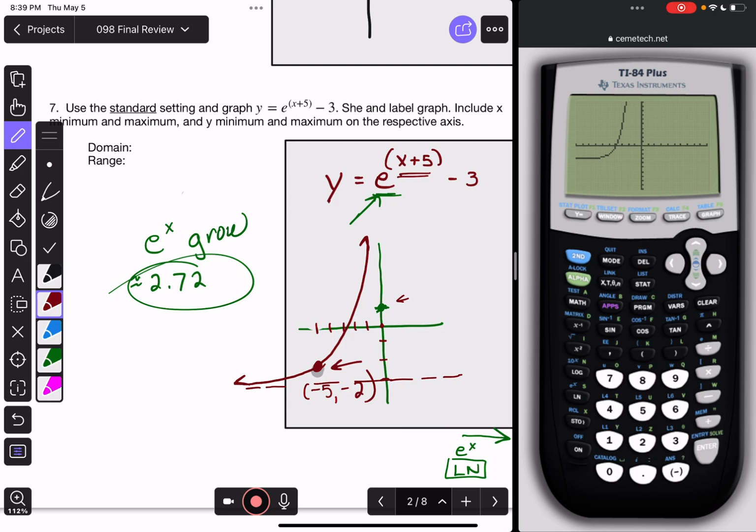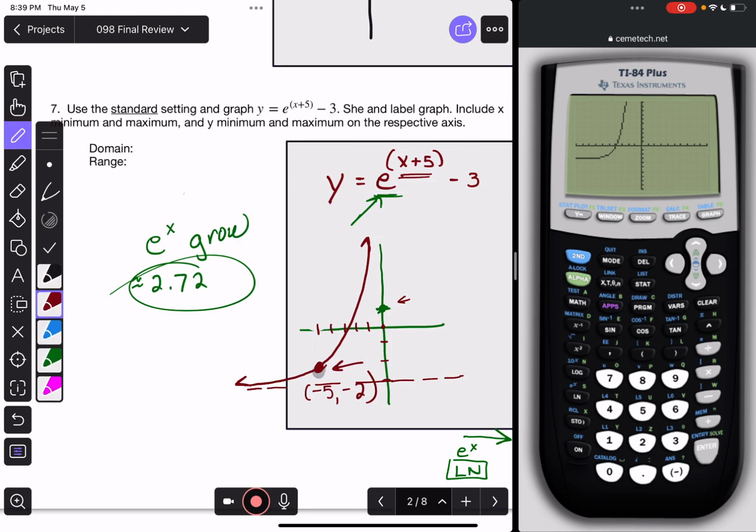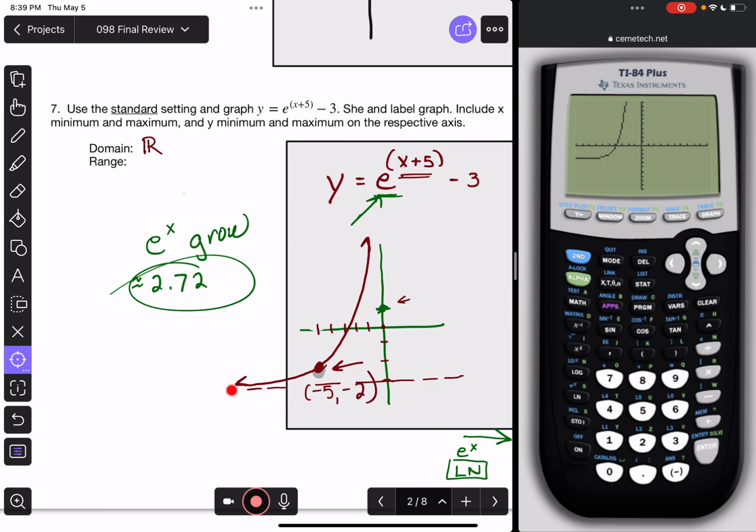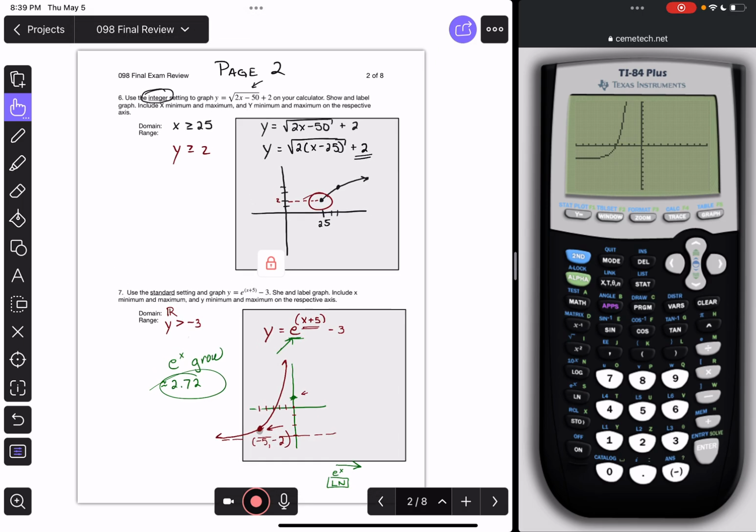Domain and range now. For our domain, we can plug in any x's, because it goes left forever, up and to the right forever. So our domain is all real numbers, doesn't have a min or max. And then our range, well, the lowest it can get to is it almost gets to -3, but not quite. And so the y values are just greater than -3, but not equal to it. And we're done with page 2. I'll zoom out a bit. And there's page 2.